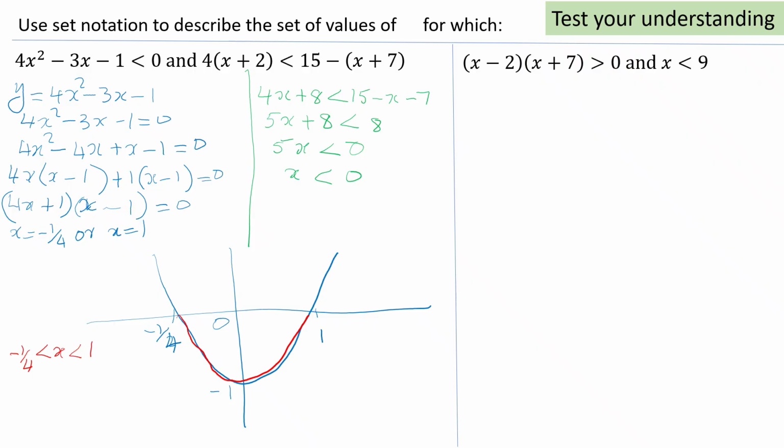Second inequality, x less than 0. So we need to satisfy both inequalities. So negative a quarter less than x less than 0. So this is the inequality that satisfies both inequalities. Next one.